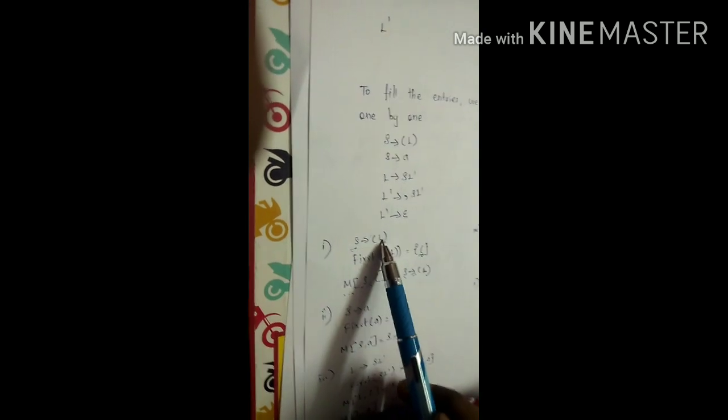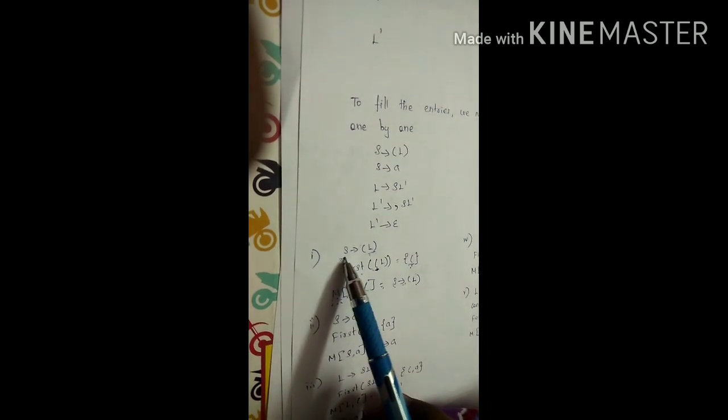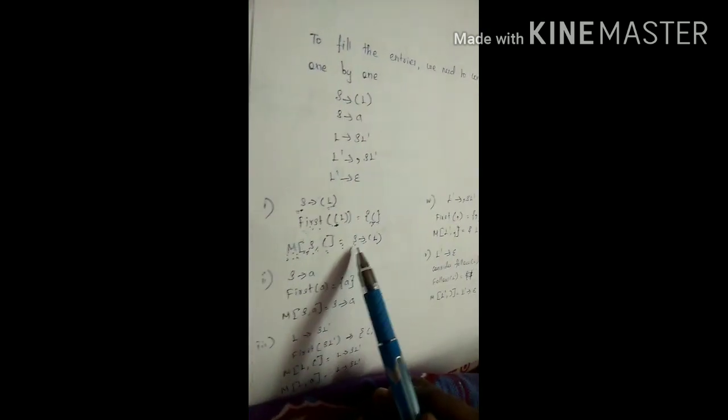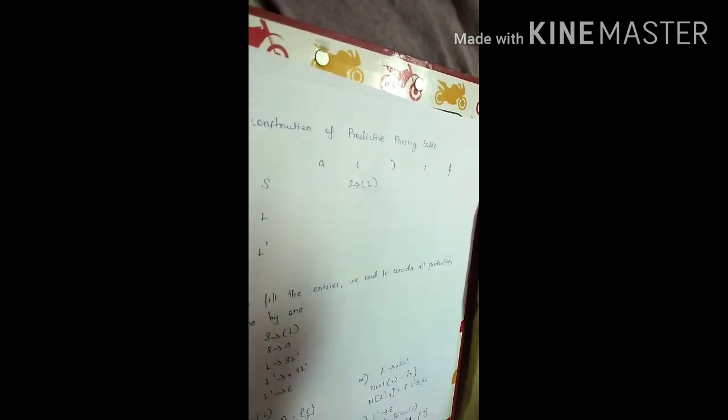You have to find first of the right-hand side. First of any terminal is that terminal. After that we create an entry in the parsing table: the symbol on the left-hand side and this first symbol. M of S comma open bracket equals S tends to open bracket L close bracket.